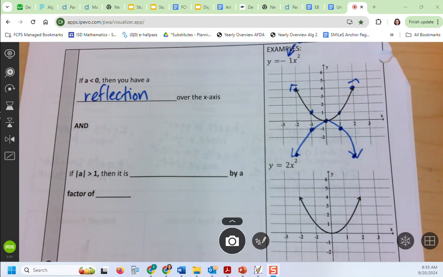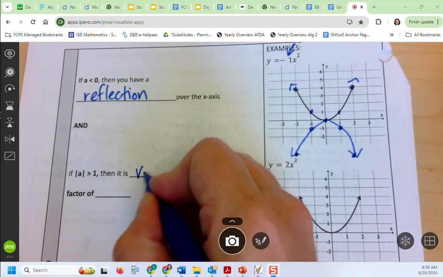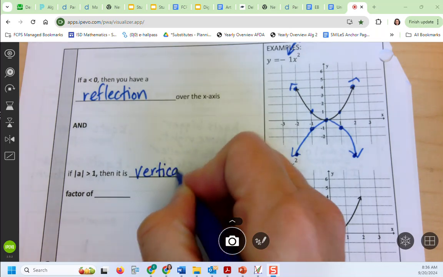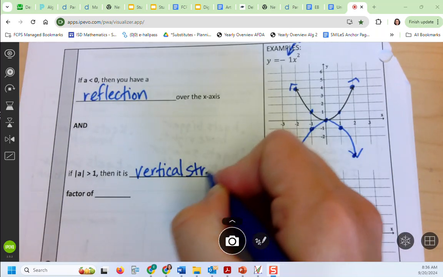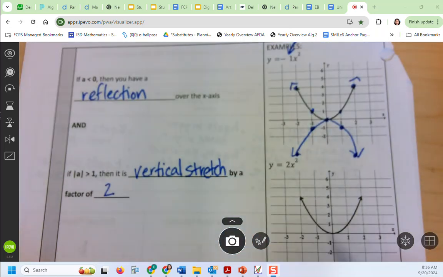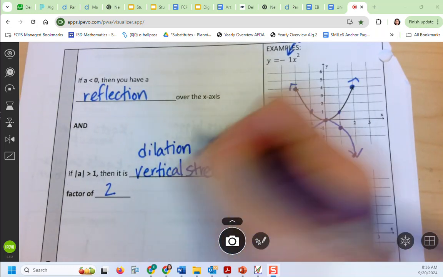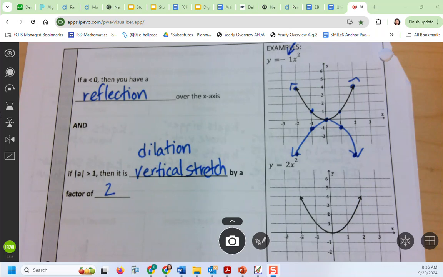All right, if the absolute value of a is greater than 1, then you're going to have what's called a vertical stretch by a factor of 2. And a vertical stretch is also an example of a dilation. You know, sometimes if you go to the eye doctor, they dilate your eyes and it makes your pupils really big. So a dilation is a vertical stretch, and also a dilation is a vertical compression. Using that word dilation can make your life a little bit simpler.